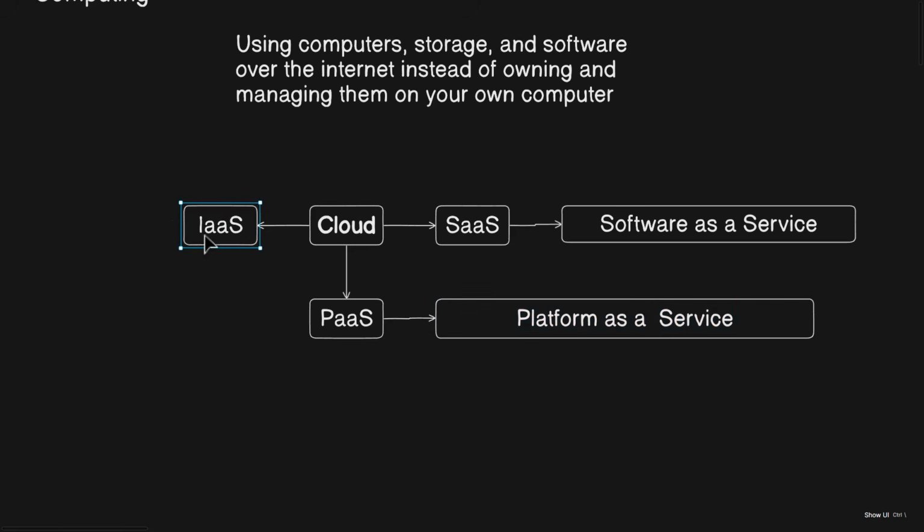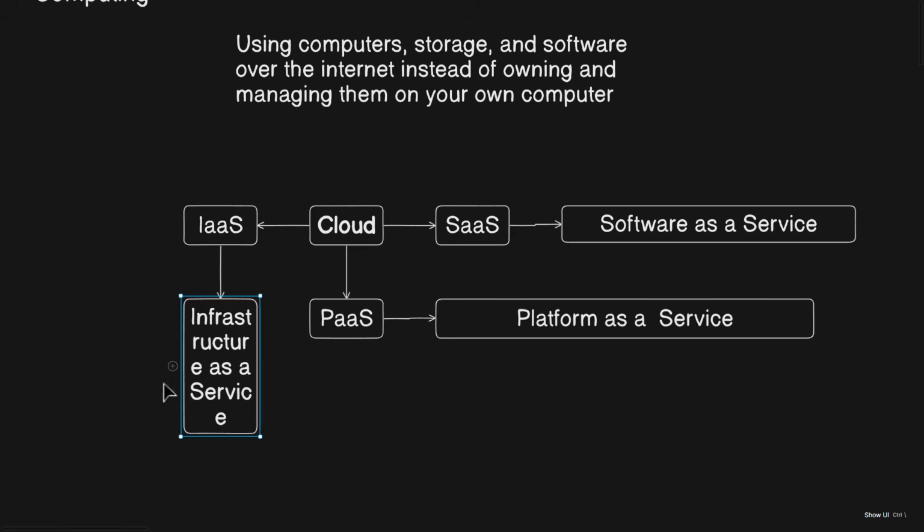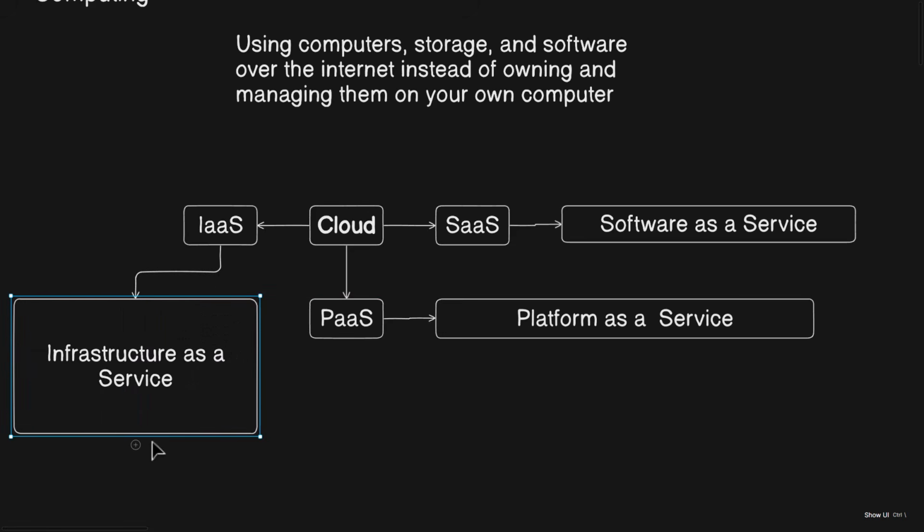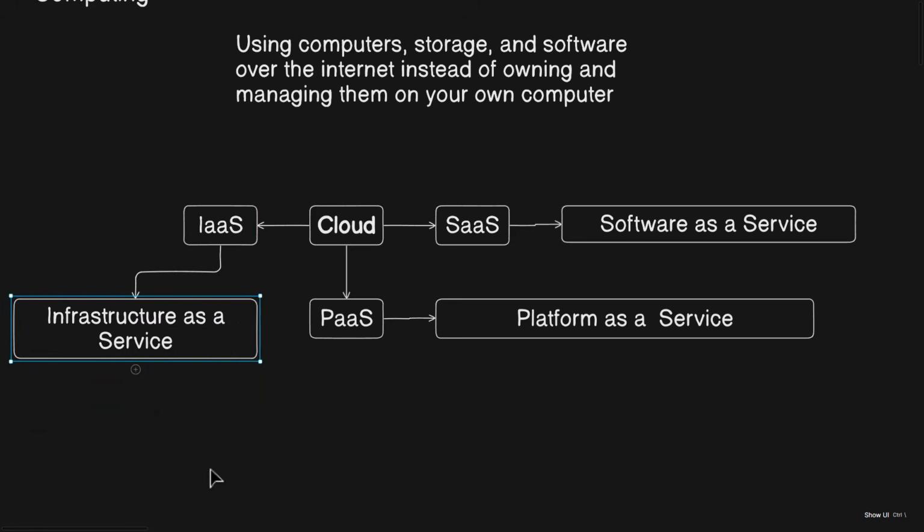So let me copy this, and here let me add something like so. Instead of platform, you can say infrastructure like so. Okay, and I'm going to just expand it like this. So infrastructure as a service. Now, what does this mean?